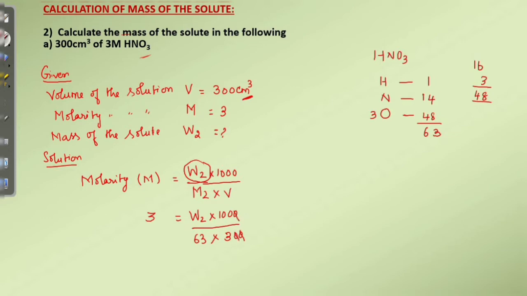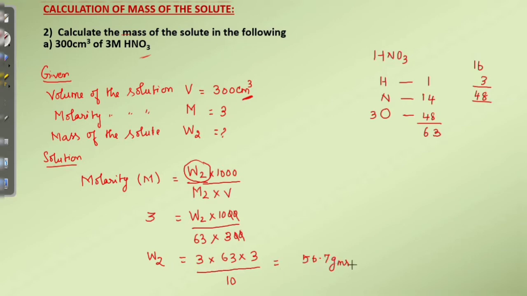Find out the answer. So now we are supposed to calculate W2, is it not? So W2 is equal to 3 into 63 into, here we have already cancelled, right? So 3 divided by 10, is it not? Come on, tell me, find out the answer. See, it is 56.7 grams, okay. So this is the answer.